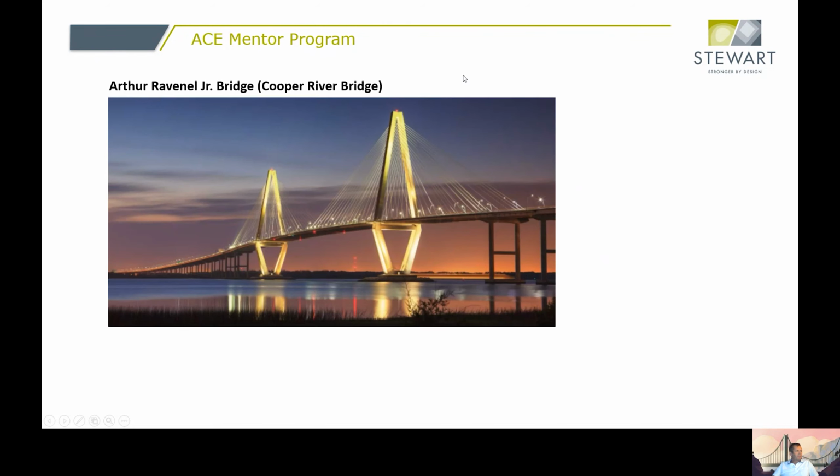You did just hear Dr. Mabry talk about some of the bridge types and some of the forces involved in those bridges that you'll see around the world. But what I like to do is spend a few minutes telling you about some of the same types of bridges that you can see right here in and around North Carolina. And the first of these bridges that I'd like to tell you about is the Arthur Ravenel Jr. Bridge, which is a cable-stayed bridge in Charleston, South Carolina.